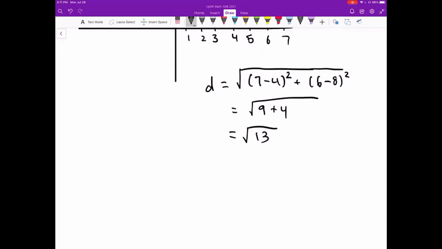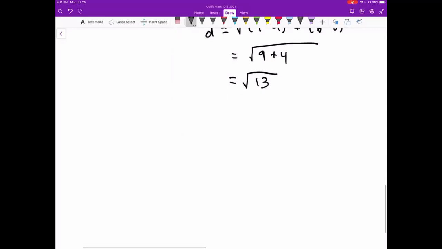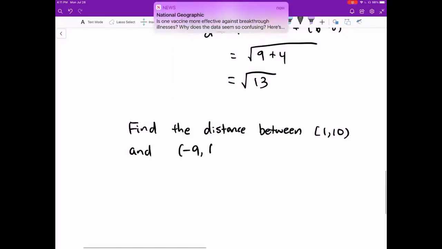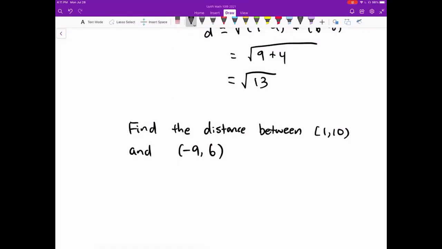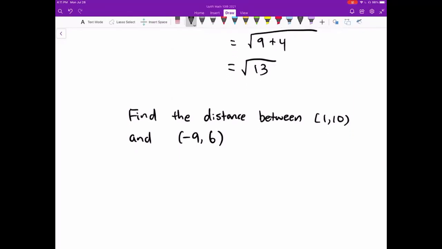Okay, should we move on to midpoint? I think we should give them a couple of examples. Oh yeah, okay. Let's give them a point 1, 10 and negative 9, 6. So if you guys got the distance between those 2 points, you could put it in chat.